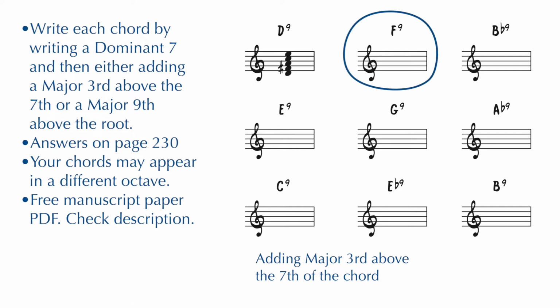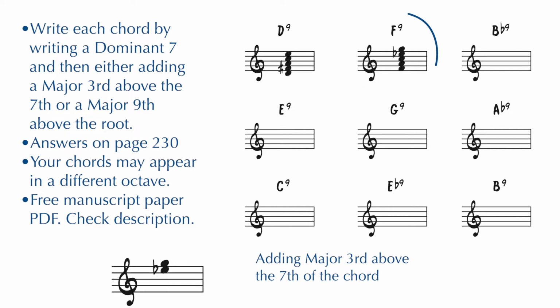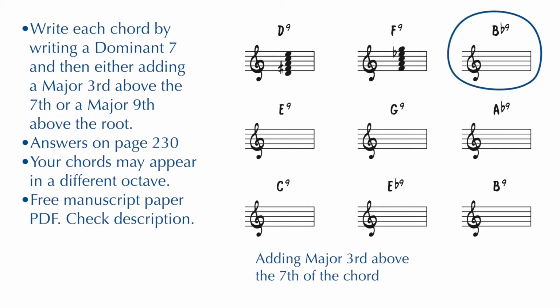Number 2, F9. First write an F7 chord. That's going to be F, A, C, and E flat. Then we add a major third on top of the 7th. The 7th is E flat. Major third above that is G. Stack all those notes on top of each other. We have F, A, C, E flat, and G. F9.